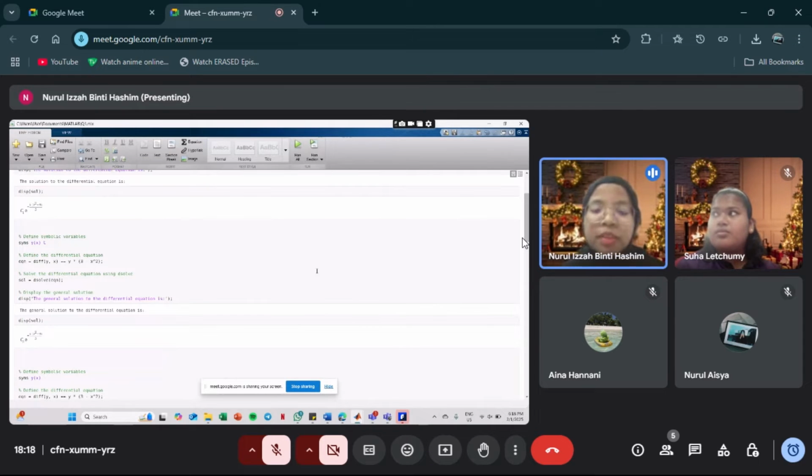Assalamualaikum, my name is Nurul Izzah binti Hashim. So today I will continue my friend's manual work. I will present the coding for question 1a, which is the given differential equation of dy with respect to dx equal to 3y minus x squared y.